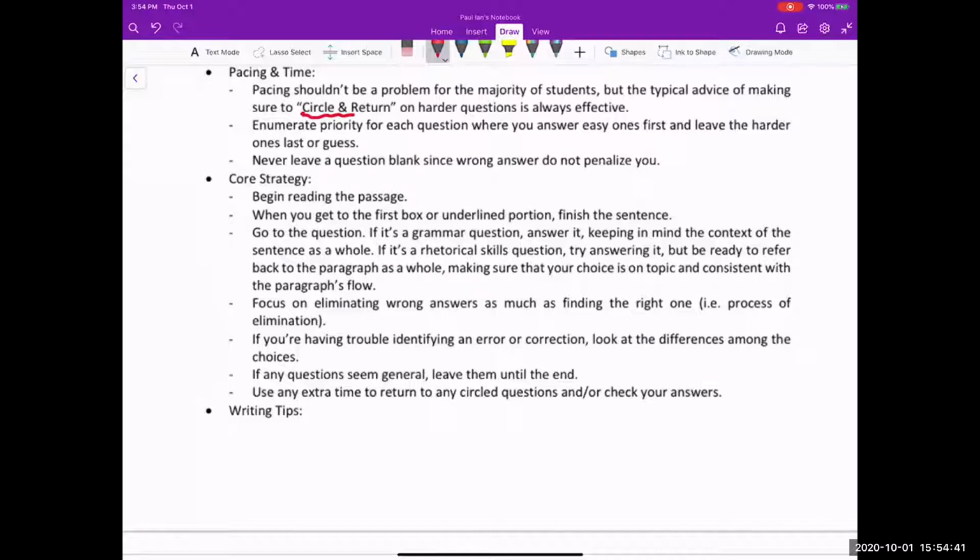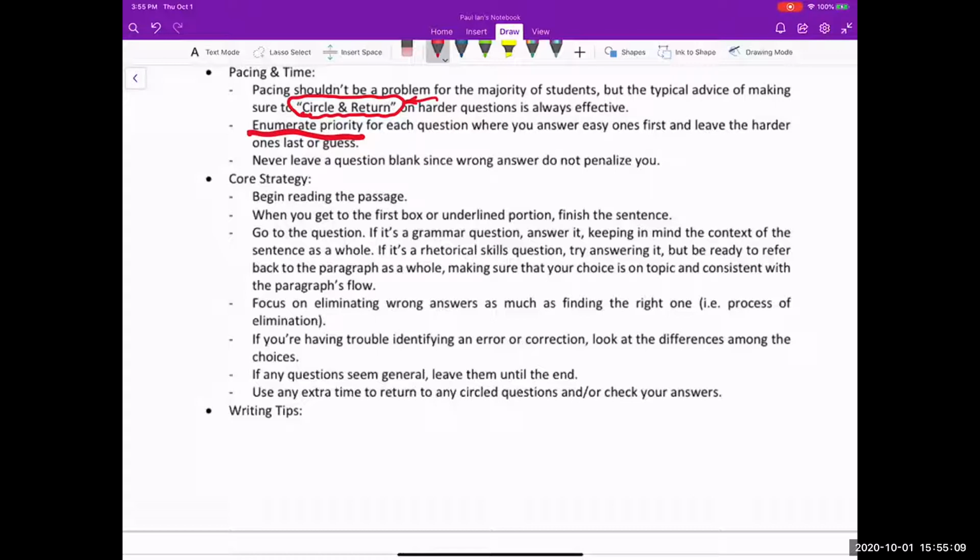If you need to skip something, circle it and return back to it. Don't get stuck, because each one is just worth a point. Make sure you return to the ones you got stuck on. Maybe spend like 5 seconds. What I usually do is enumerate priority. There are 44 questions. Do them in sections, obviously.